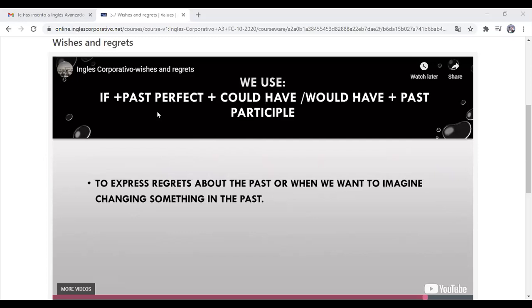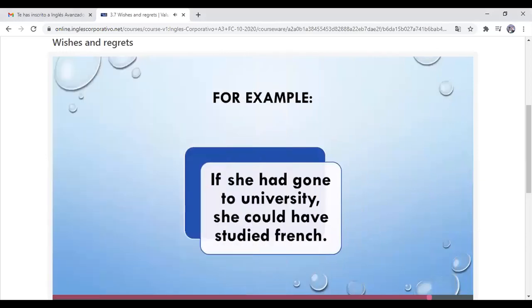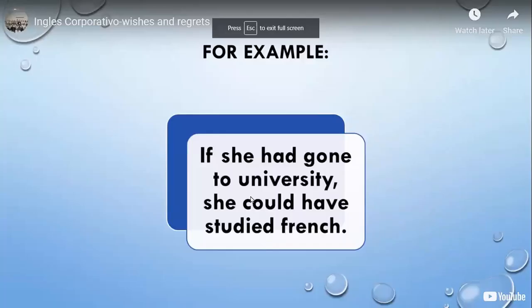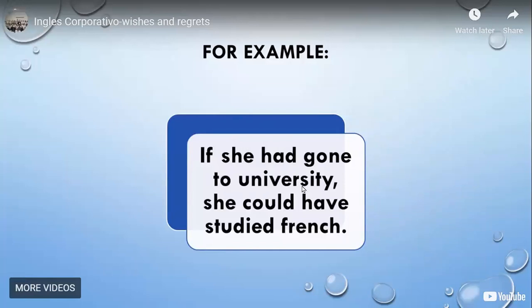If I had arrived earlier, I could have arrived earlier. Yes, I could have arrived early. Changing something in the past. For example, if she had gone to university, she could have studied French. She didn't go to university. Right, so if she had gone to university, si hubiera ido a la universidad, she could have studied French. Pudo haber estudiado francés.